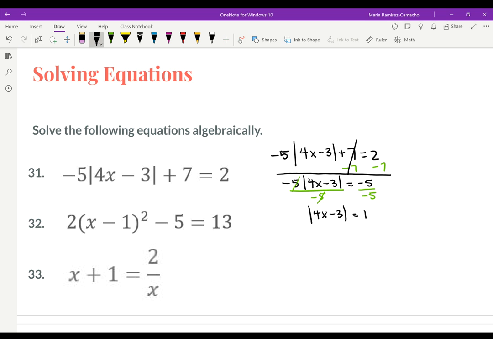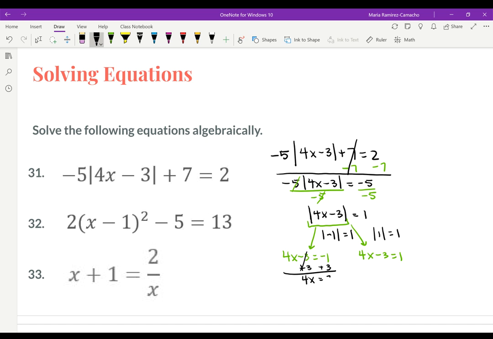There are two numbers that have an absolute value of +1. The absolute value of -1 is 1, and the absolute value of +1 is 1. For that reason, this 4x minus 3 could be equal to -1, could also be equal to +1. So we're going to have two solutions. Okay, solve for x for both equations.